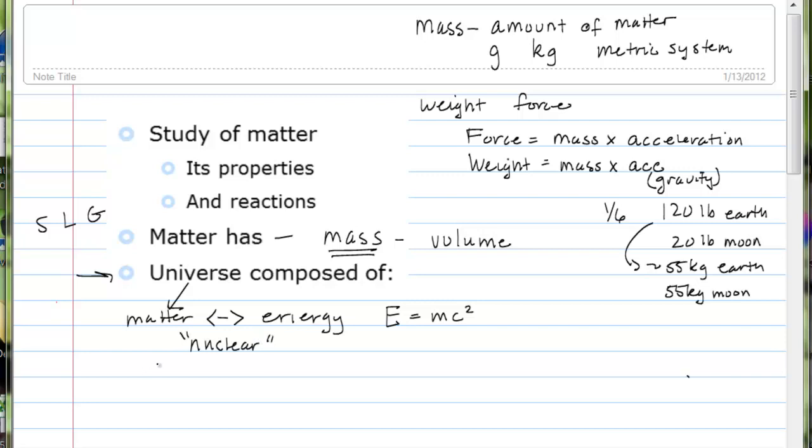But the sun is actually able to convert matter into energy. And the sunlight that we have is actually due to those nuclear processes on the sun.